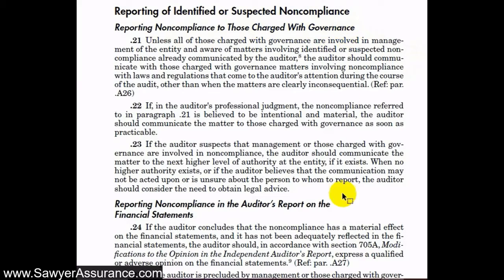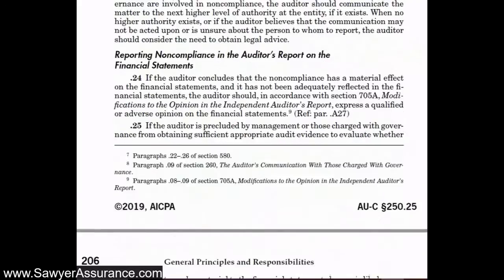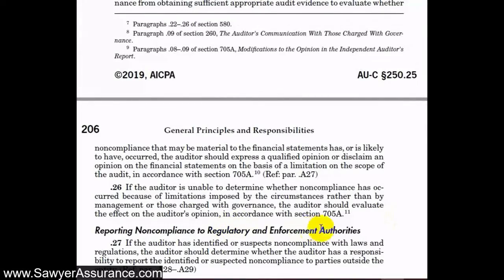That could be to those charged with governance. We could report it in our auditor's report on the financial statements. And we could also report it to regulatory and enforcement authorities.